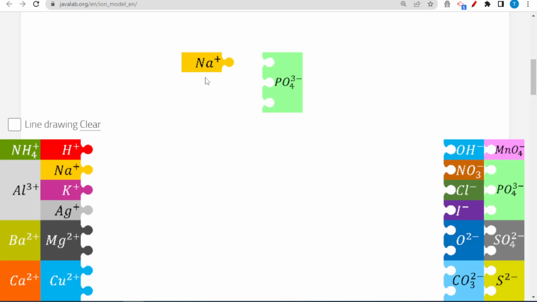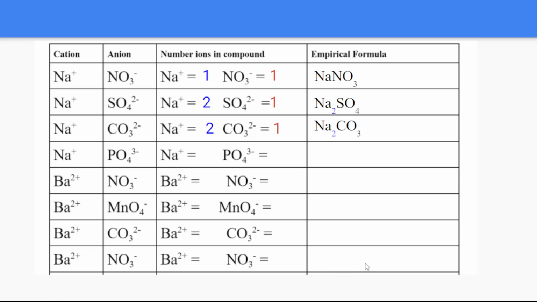In the next example, sodium and phosphate ions. 1 sodium, 1 phosphate does not equal 0. 2 sodium, 1 phosphate does not equal 0. But 3 sodium and 1 phosphate does equal 0. So 3 sodium, 1 phosphate, you would write the formula Na3PO4, because there are 3 sodium and 1 phosphate.